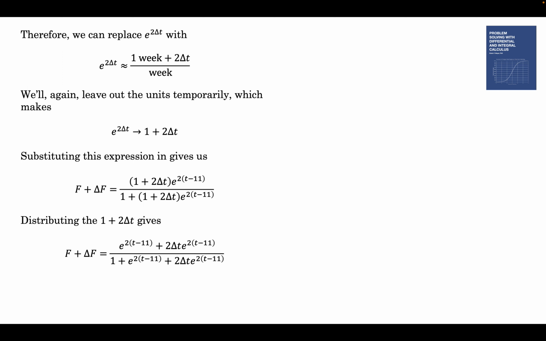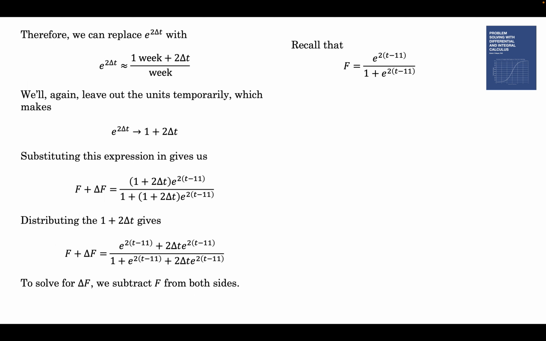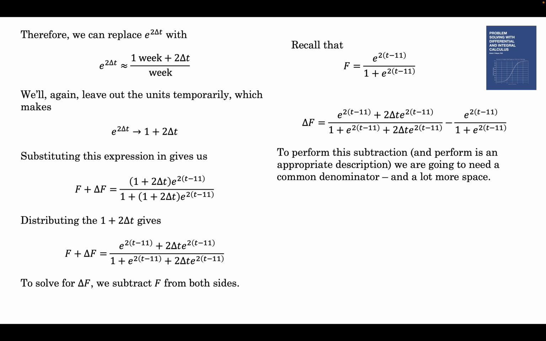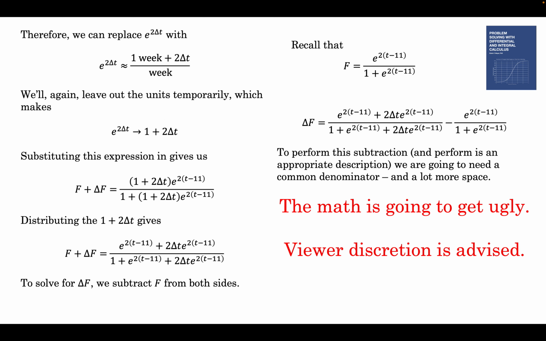We have to solve for delta f over delta t. Subtract f from both sides. Remember what f was? That's what f was. So we're going to subtract that from both sides, and we need a common denominator. And it's going to get ugly. A lot uglier than this, believe it or not. Viewer discretion is advised.